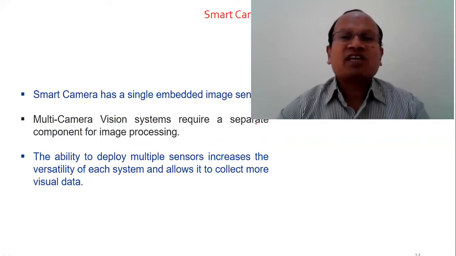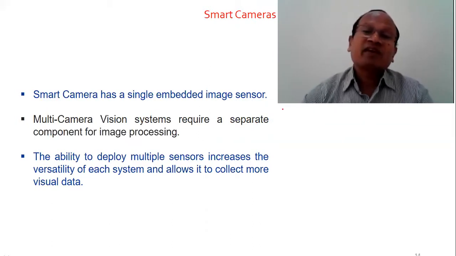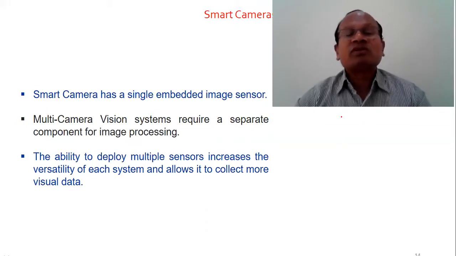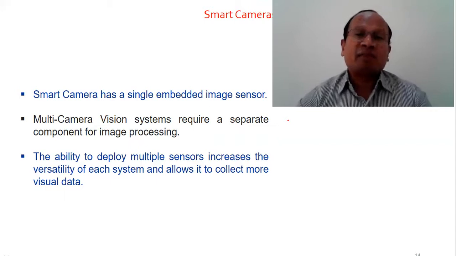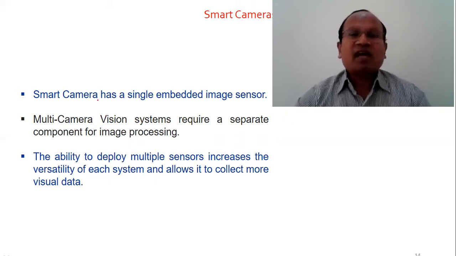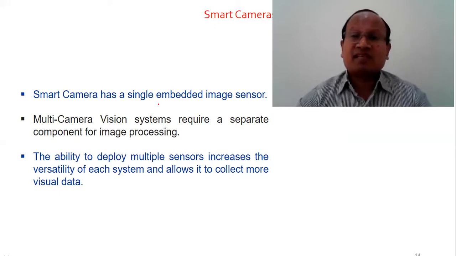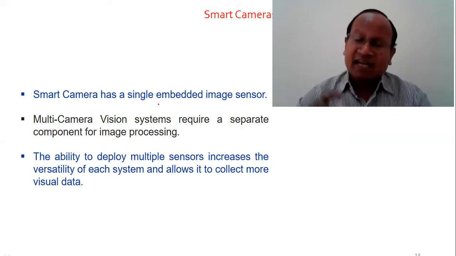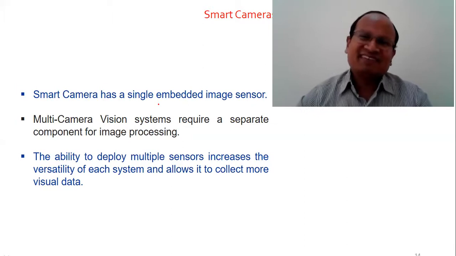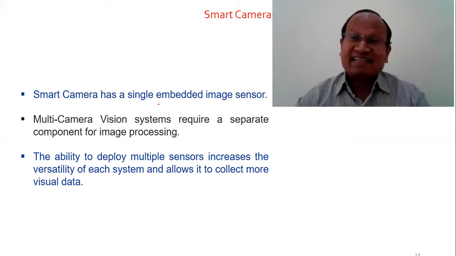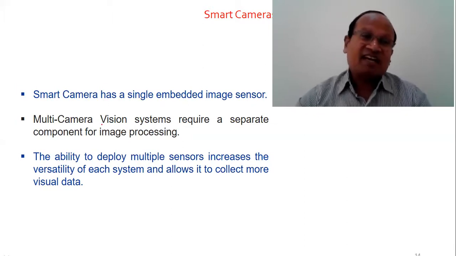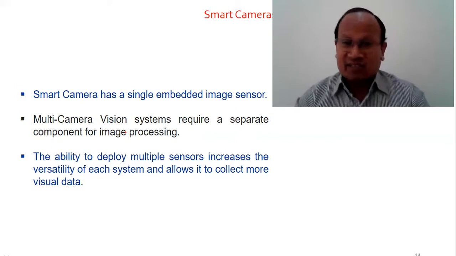I also was talking about smart cameras. Smart cameras are also used. A smart camera is an essential part of computer vision. A smart camera has a single embedded image sensor, which has interpreting capability also. Therefore, it's called an intelligent or smart camera. A multi-camera vision system requires a separate component for image processing. It might have image processing ability as well.